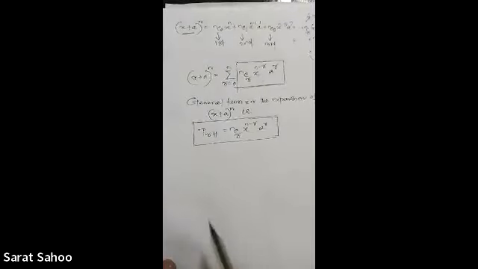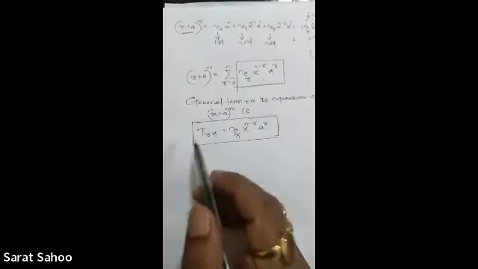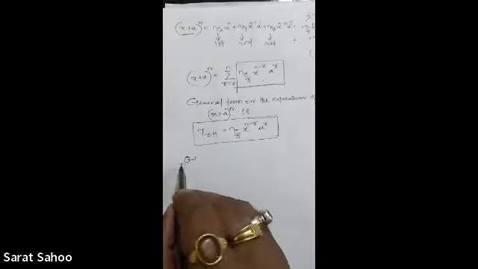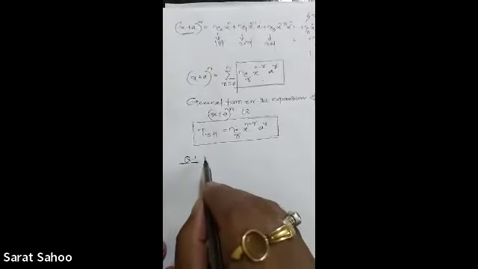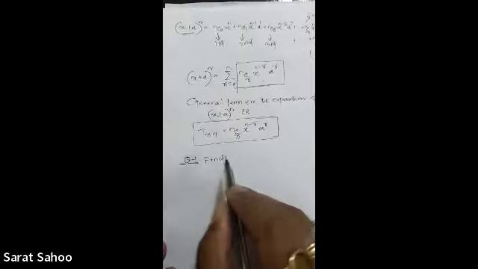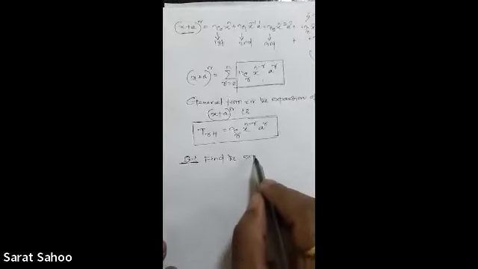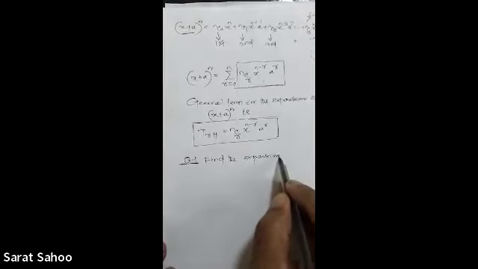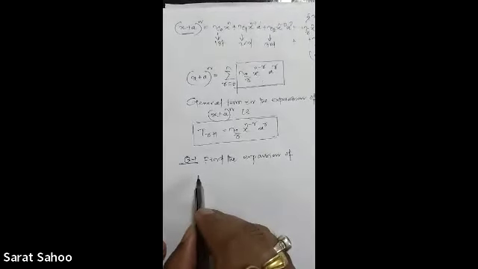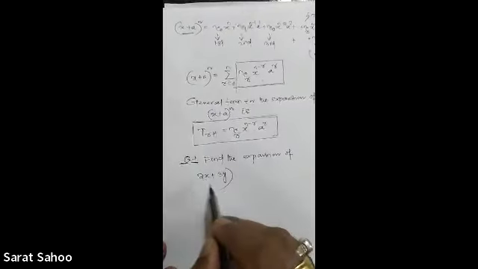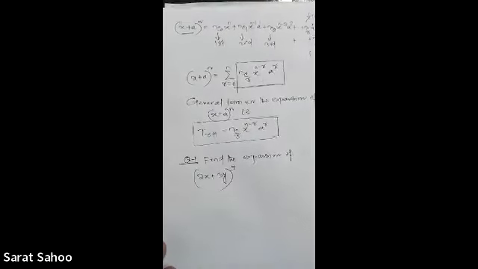Let us come to discuss a couple of questions on the theory discussed now. Question number 1. Find the expansion of (2x + 3y) whole to the power 5.